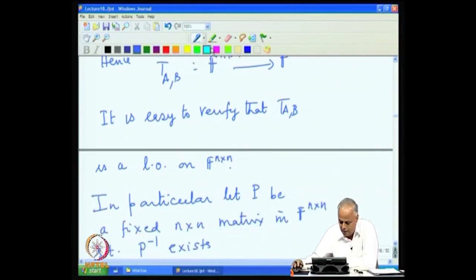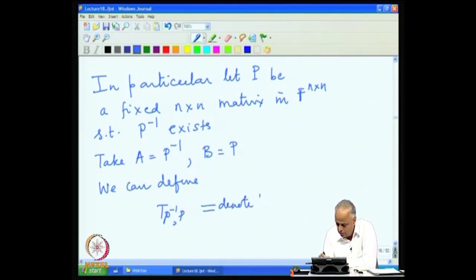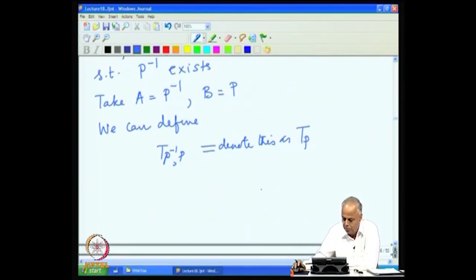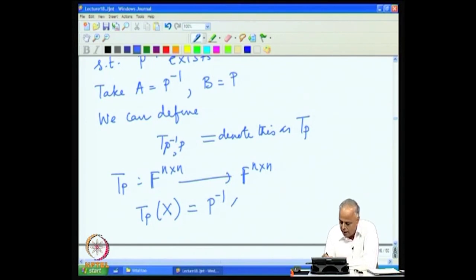then we can define T A B. What is T A B now? T P inverse P. So, for short we denote this as just T P, because there is only one matrix involved and its inverse. So, we will call it T P. How is T P defined? T P is a transformation from F n cross n to F n cross n, and it is defined as T P of x is A, in this case P inverse, x B, in this case P, for every x in F n cross n.